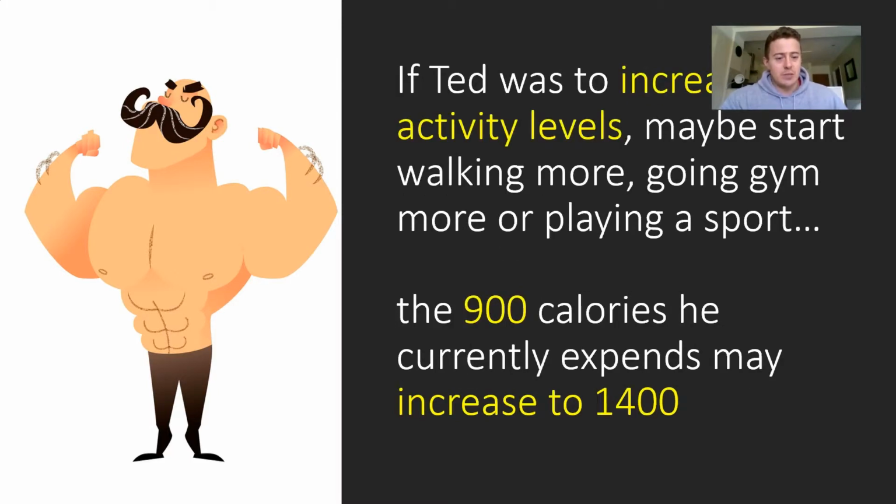So if Ted was to increase his activity levels, if he was to consciously walk a bit more, so rather than 5 to 10,000 steps per day, maybe he did 20,000 steps per day. Maybe instead of driving to work, he walked to work. Maybe instead of going to the gym 2 or 3 times a week, he went 5 or 6. This would mean that the 900 calories per day he was expending before, he has now pushed up to maybe 1,400 calories per day.